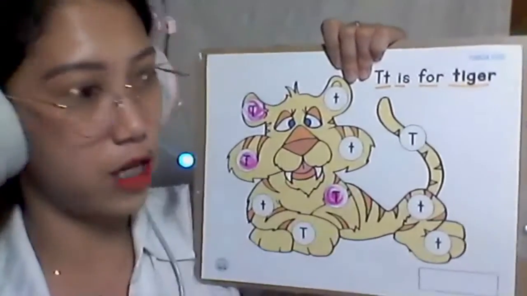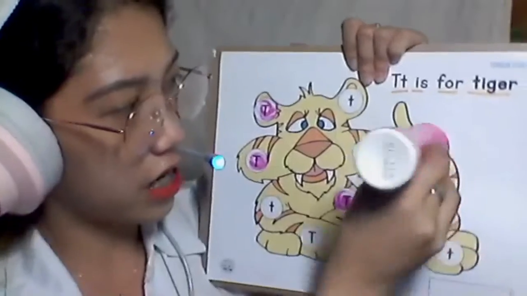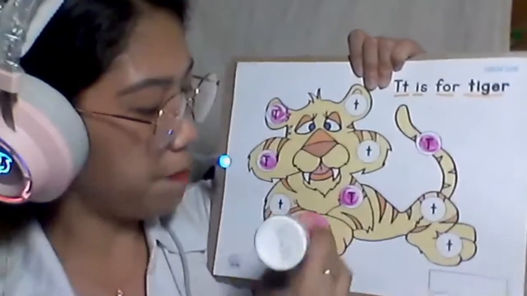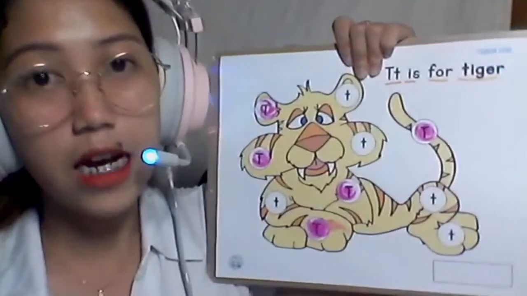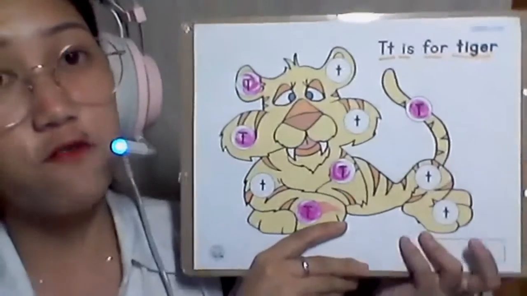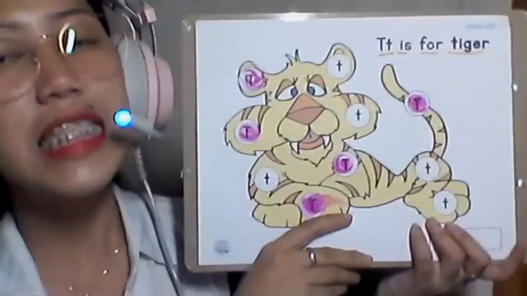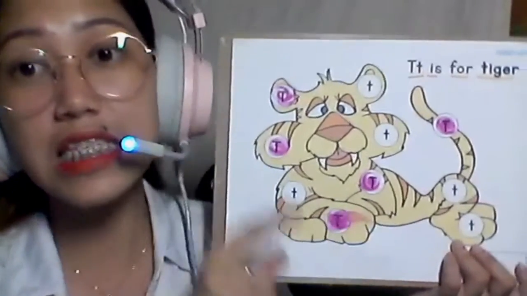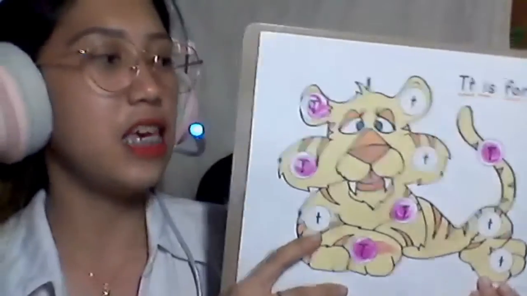Another capital letter T. Another capital letter T. And another capital letter T. T is for tiger. Very good. T, tiger, that is the sound of the letter T. Very good. And how about the next worksheet?